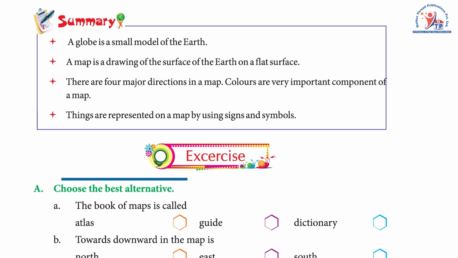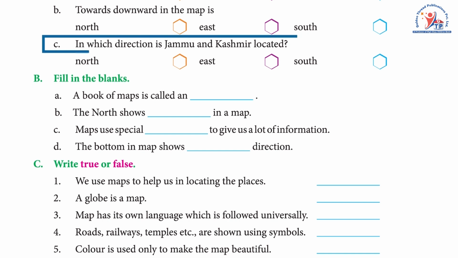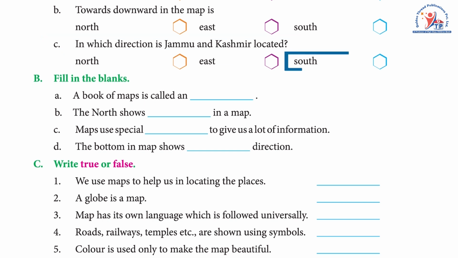Exercise. A. Choose the best alternative. A. The book of maps is called atlas, guide, dictionary. Answer: atlas. B. Towards the downward in the map is north, east, south. Answer: south. C. In which direction is Jammu and Kashmir located? North, east, south. Answer: north.